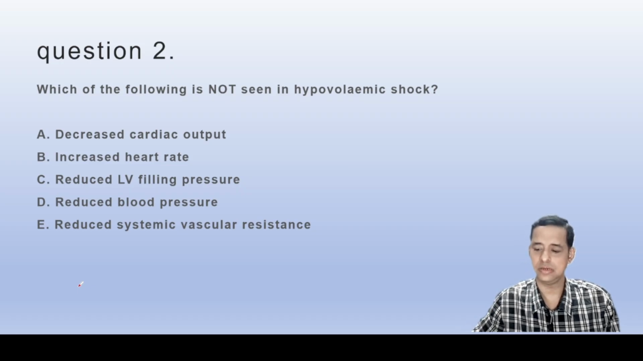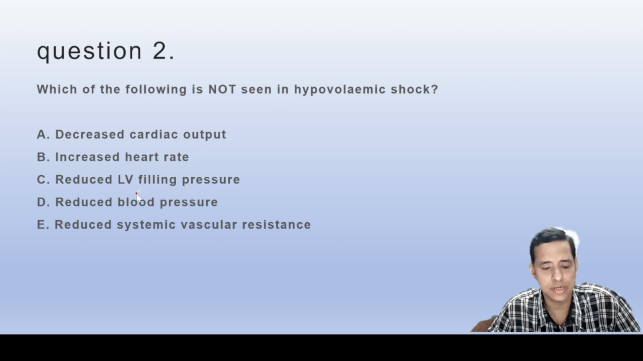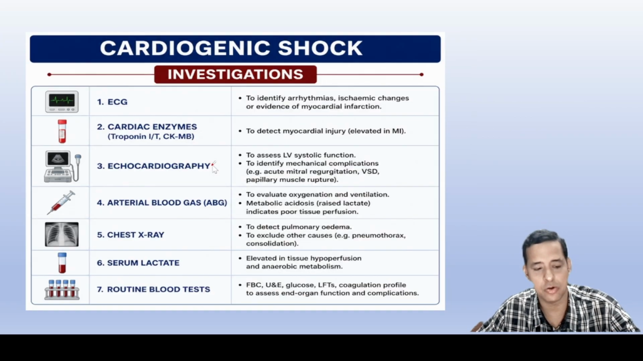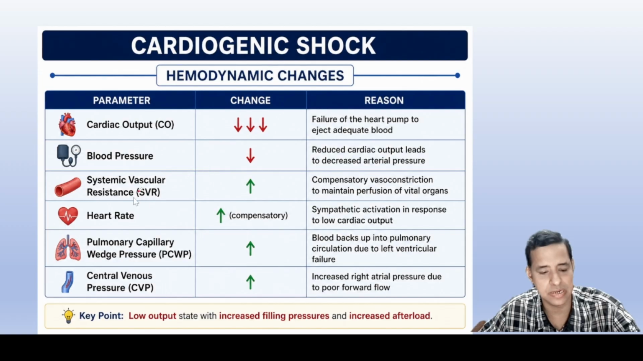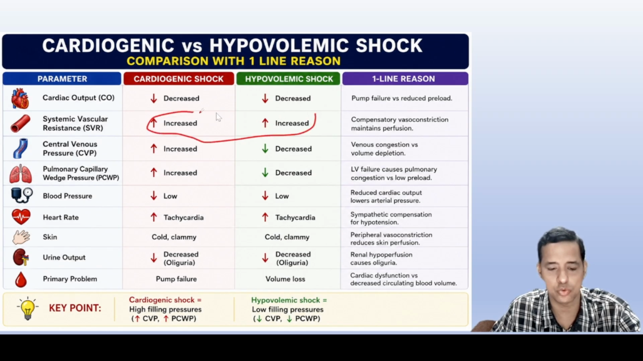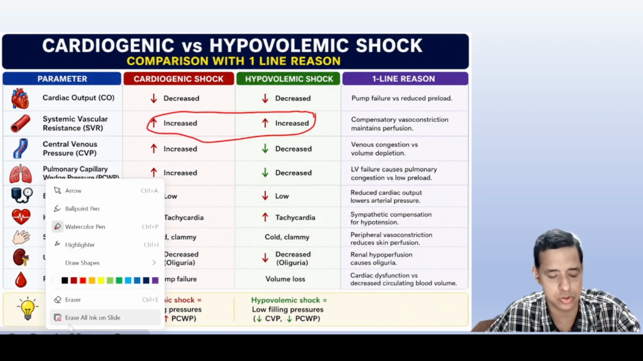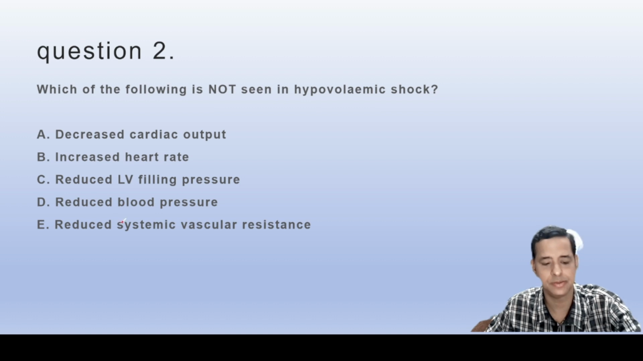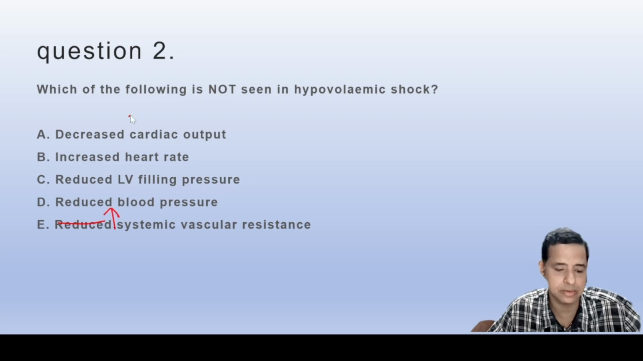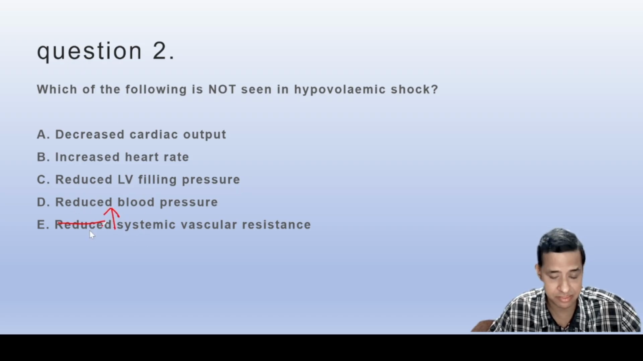Which of the following is not seen in hypovolemic shock? Hypovolemic shock has decreased cardiac output, increased heart rate, reduced LV filling pressure, and reduced blood pressure. Go back to the previous slide, we can see all the explanation. Systemic vascular resistance is not reduced, but it is increased, in both cardiogenic shock and hypovolemic shock. So this is the probable answer here. Not reduced systemic vascular resistance, but increased. The rest are all features of hypovolemic shock as well as cardiogenic shock.